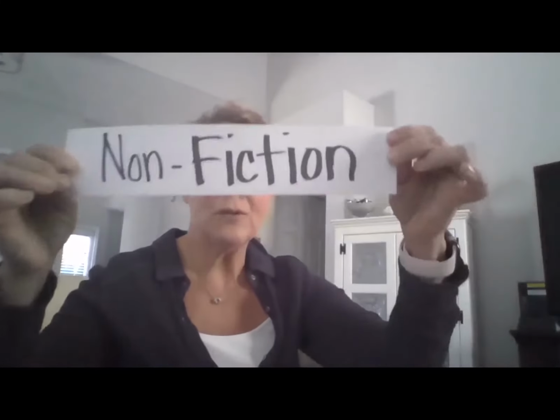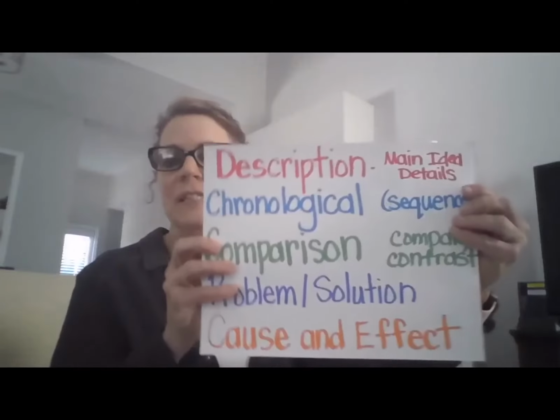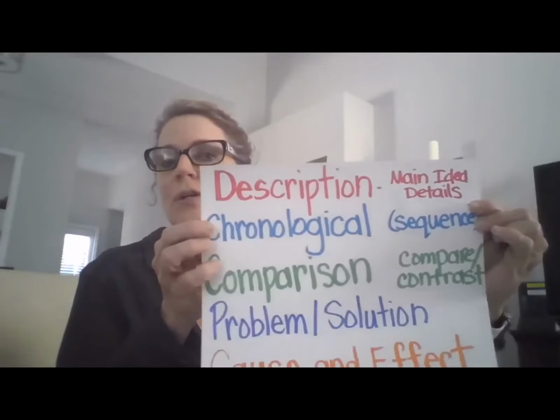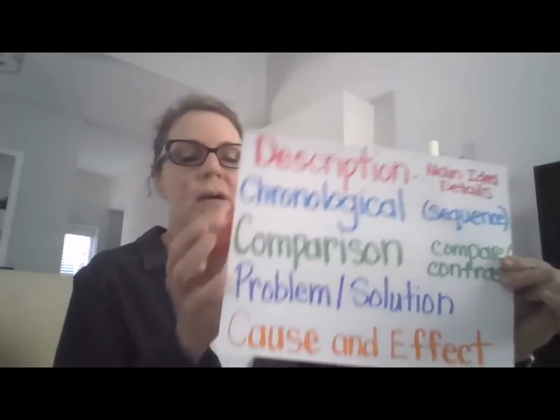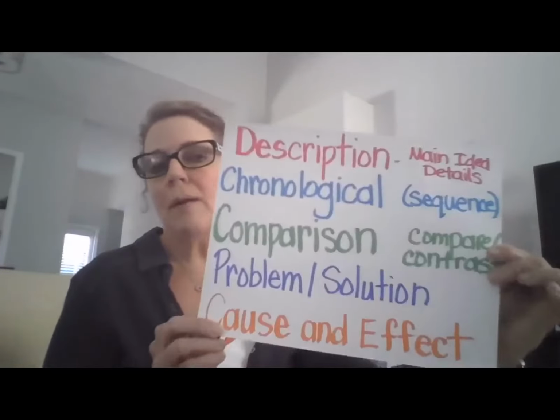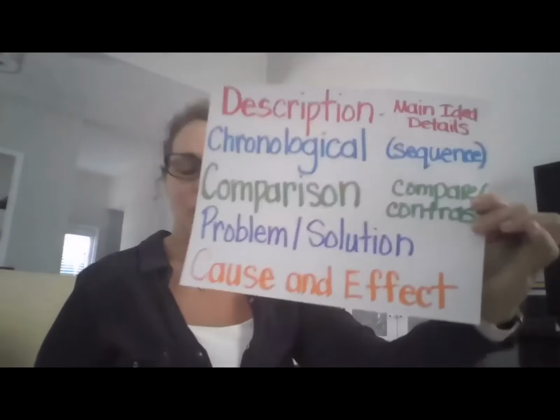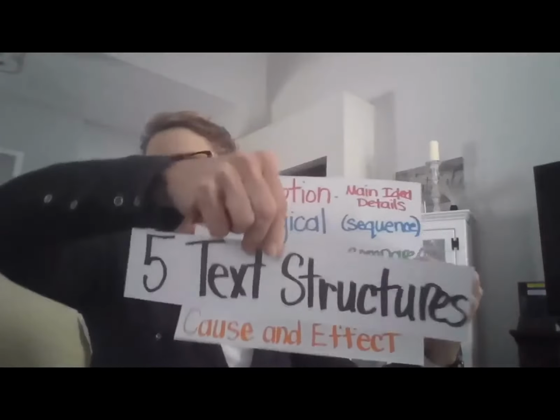So we have been talking a lot about nonfiction, and you have been reading nonfiction, and we have learned that there are basically 5 text structures of nonfiction. So, a text structure is just the way that the author chose to organize all the information for you to read. So let's go over those really quickly. Here's our 5. We have description. We have chronological order, aka sequencing. We have comparison, compare and contrast. Problem solution, and cause and effect. Those are our 5 text structures, okay?